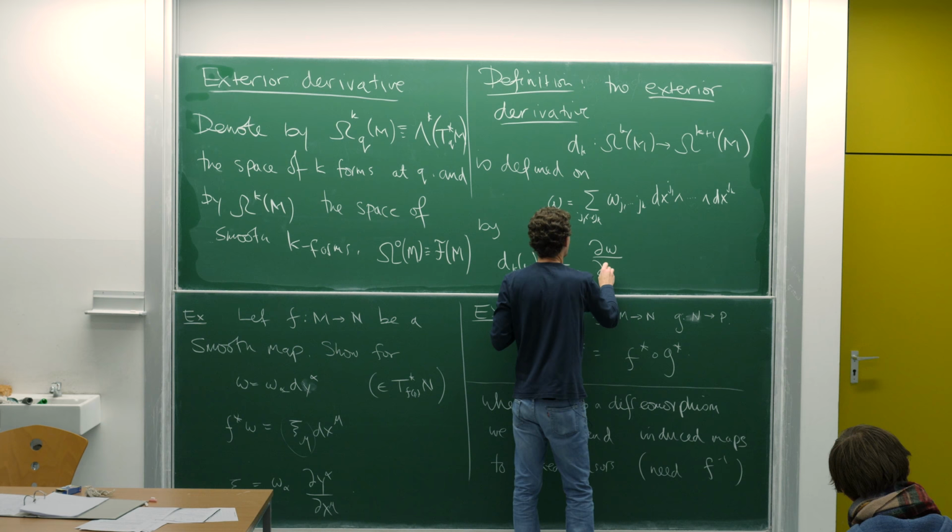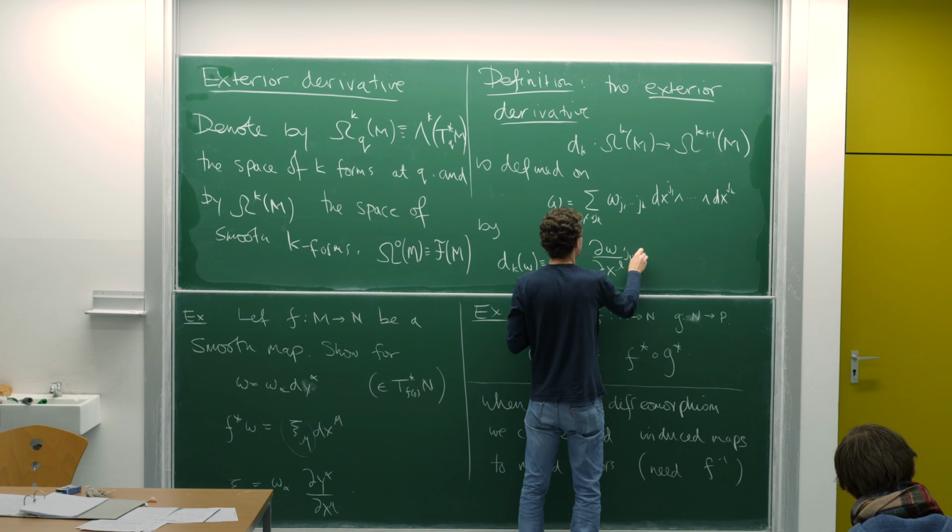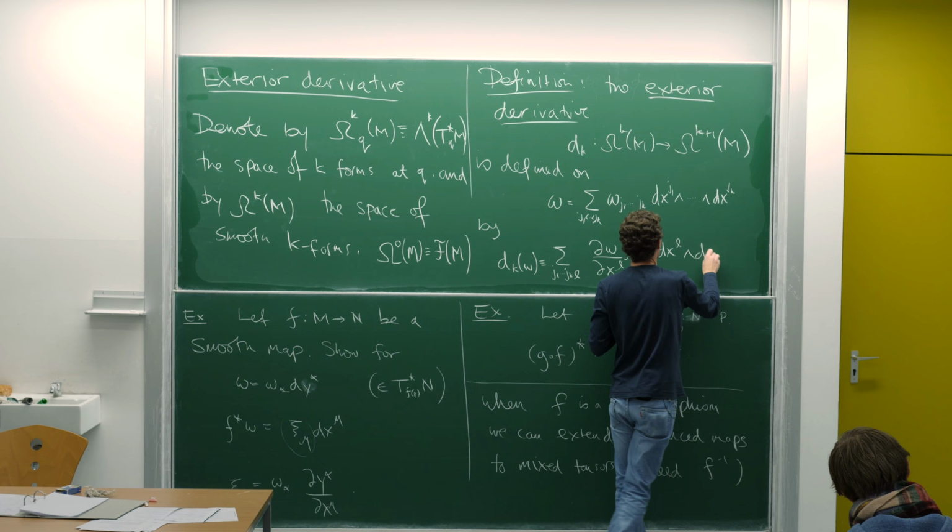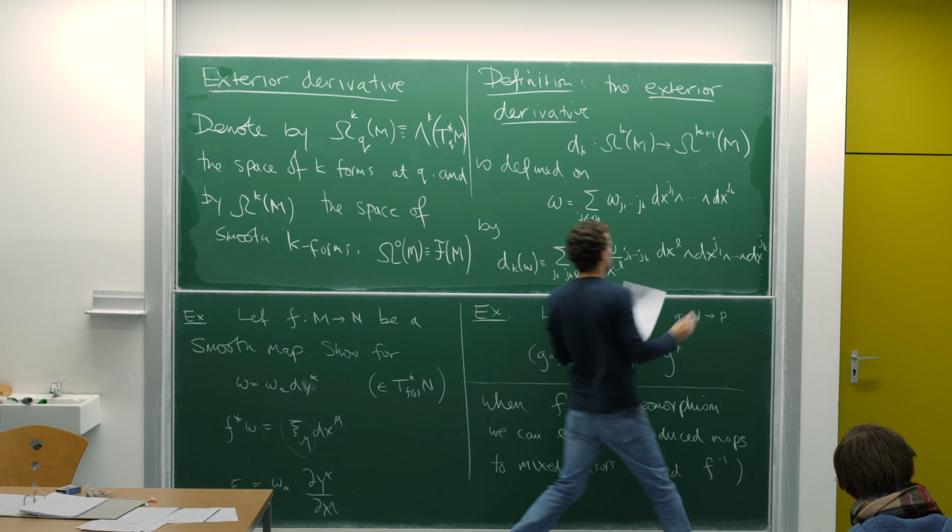Take a partial derivative with respect to the lth coordinate of these omegas, and you put it on the front. Yeah, there you go. There we go. So that's the exterior derivative.